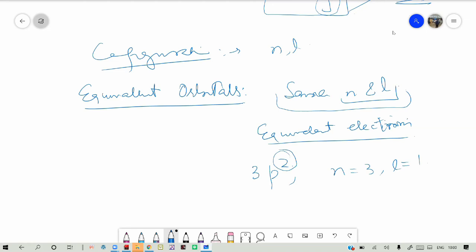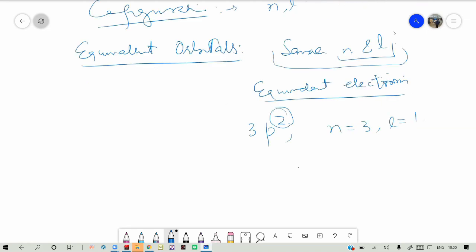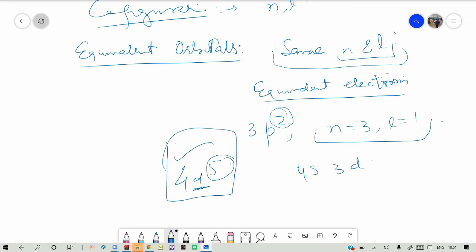Others are non-equivalent. Non-equivalent means 4s 3d. These are non-equivalent electrons. So equivalent electrons are where we have the same N and same L. Like 4p, these electrons have the same N, same L. These type of electrons are called equivalent electrons.